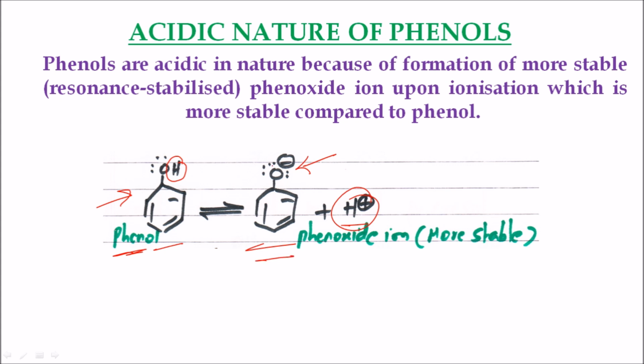Why do we call this more stable? Because the phenoxide ion is resonance stabilized. The resonance stabilized phenoxide ion is more stable compared to phenol. If we are getting a more stable phenoxide ion, then ionization is easy. That's the reason why we take phenol as acidic in nature. We can confirm the phenoxide ion is more stable compared to phenol by taking its resonance structures. In the next slide I have taken resonance structures for both phenol as well as phenoxide ion.